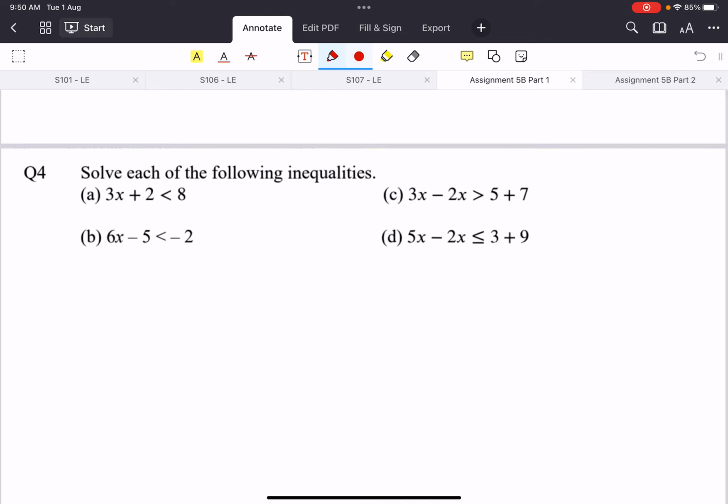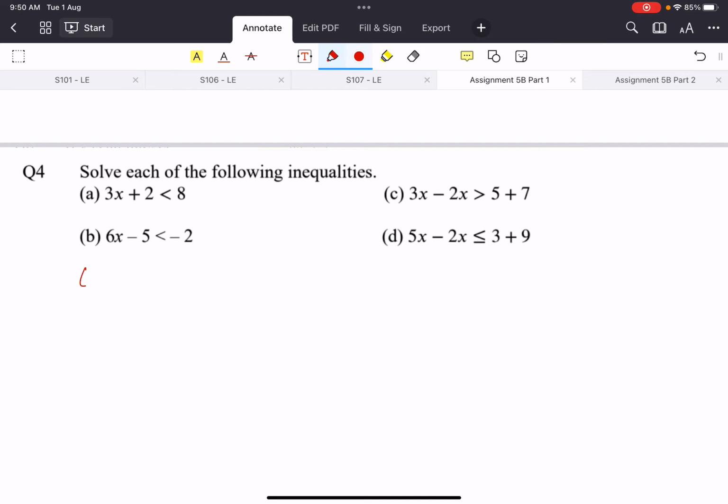So for part A, let me write this. We have 3x plus 2 is less than 8. So we just subtract 2 on both sides. 3x is less than 6. Divide by 3 on both sides. x is less than 2. Right? So that's the solution for part A.